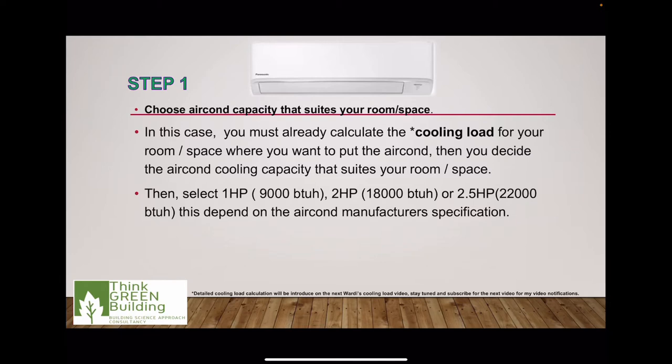Okay, then when you go to the retail shop, the shop that sells aircon, you have to select 1 horsepower, 2 horsepower, or 2.5 horsepower accordingly, that suits your room. That depends on the aircon manufacturer specification.